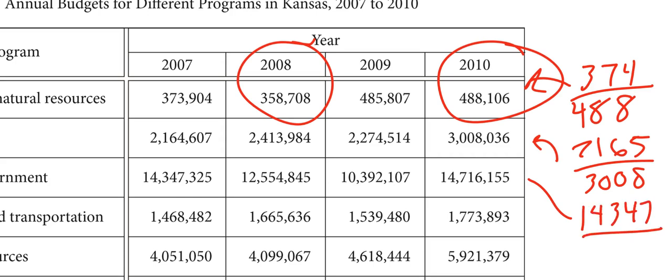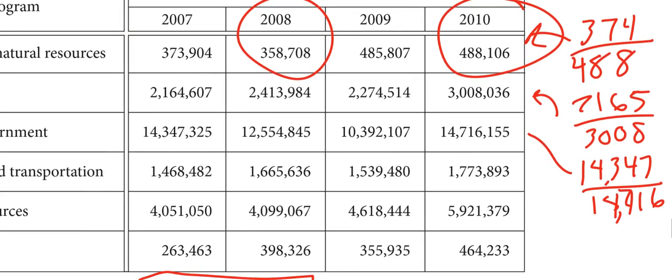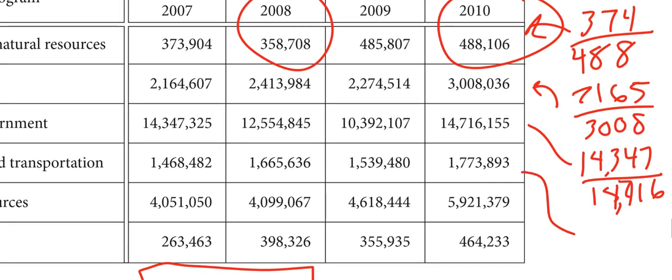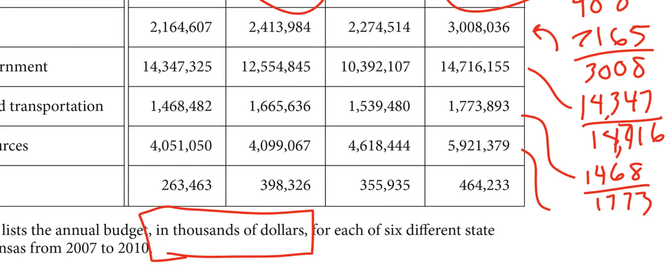So this one's going to be here. 14347 over 14716. Maybe I'm making this more complicated than it needs to be. I'm just trying to go with somewhat rounded numbers. Is there a faster way to do this? If there is, I'll be more than happy to. 1468 over 1773. I feel like there should be a faster way. Any of you got a better thought? Because this just seems like plugging and chugging for no good reason.